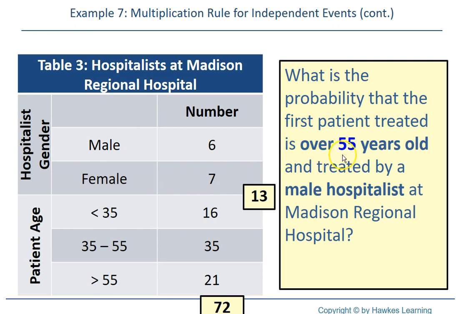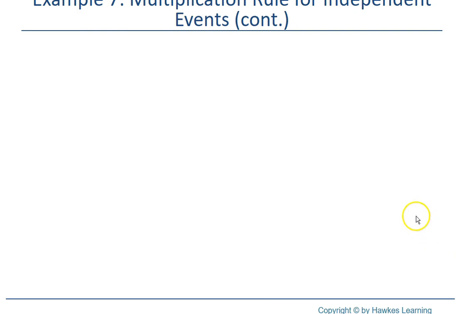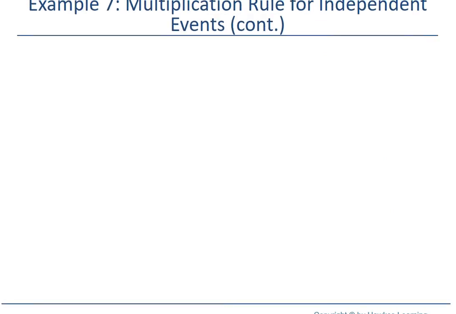How many patients are over 55 years old? And we look here, we see there's 21. So 21 out of 72 patients. And then how many are male hospitalists? 6 out of 13. So that gives us some calculation here. I can move this back up here now.